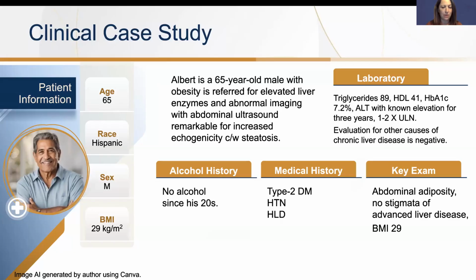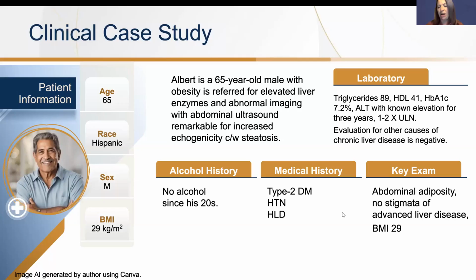He is a Hispanic male, BMI 29, which would actually put him into the overweight range. The cutoff for obesity is a BMI of 30. He stopped drinking alcohol in his 20s. Medical history includes type 2 diabetes, hypertension, and hyperlipidemia. For key exam findings, he does have abdominal adiposity, but no stigmata of advanced liver disease.